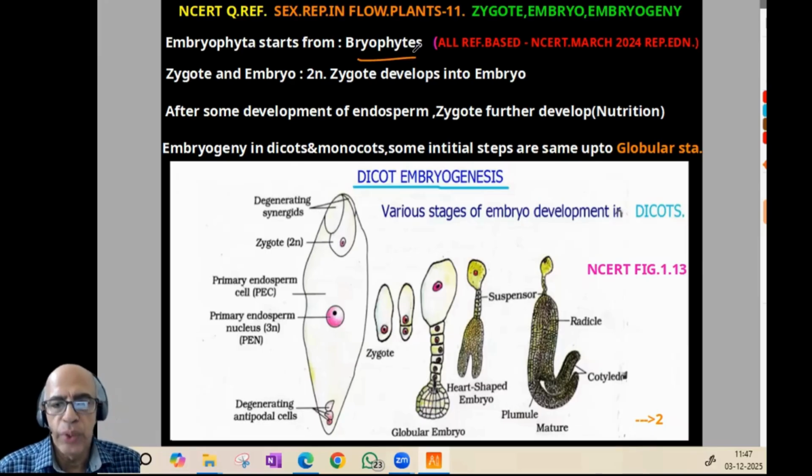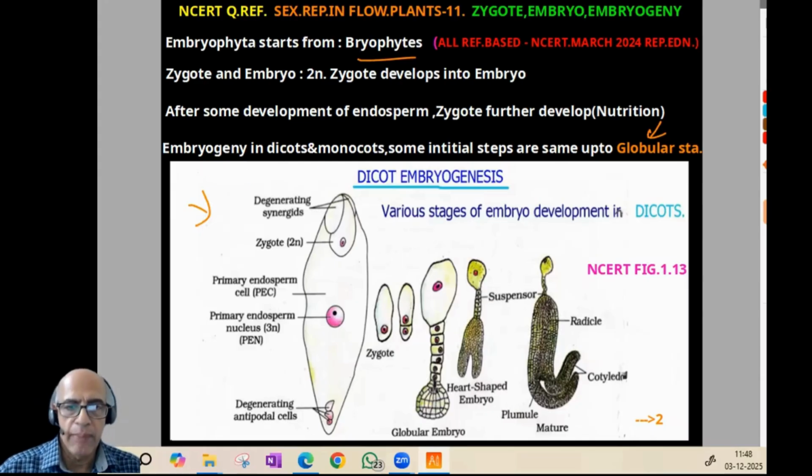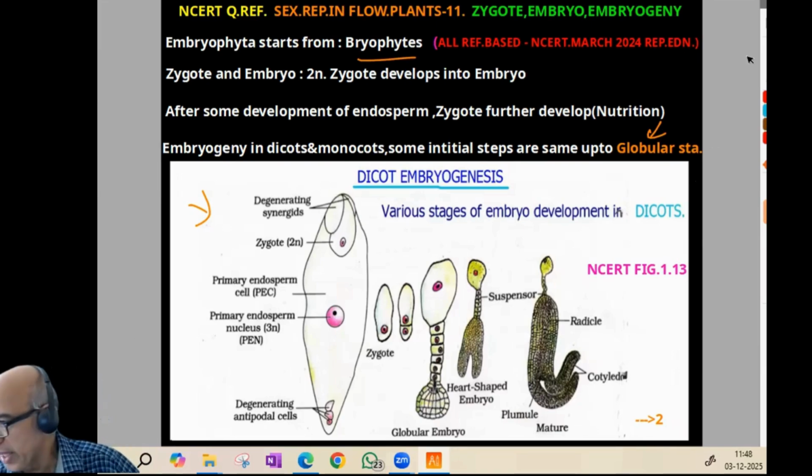After some development of endosperm, only then does the zygote further develop, because the zygote has to get nutrition that is given by the endosperm. Embryogeny in dicot and monocot: some initial steps are the same up to the globular stage. And this one is a famous NCERT diagram, a labeling question, and for theory drawing questions on different stages. Since it is NCERT, I just mentioned it. Next page, we can proceed with the dicot embryogenesis.